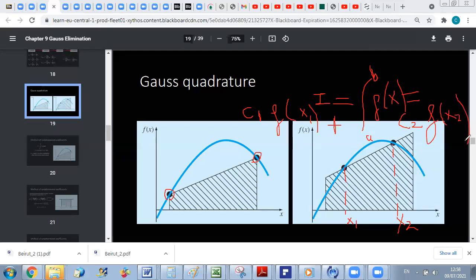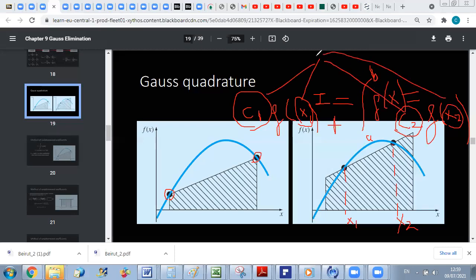So here, if I don't know anything about the locations, I have 4 unknowns: the coefficient multiplying f(x1), the position of x1, the coefficient multiplying point 2, and the position of point 2. So in this case, I have 4 unknowns, so I need 4 equations. We will see together how to get these equations.